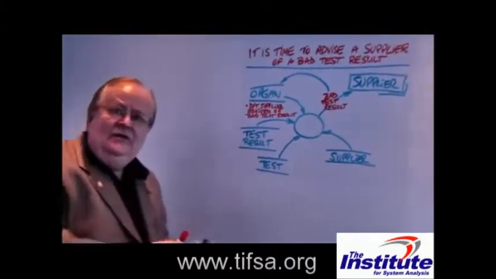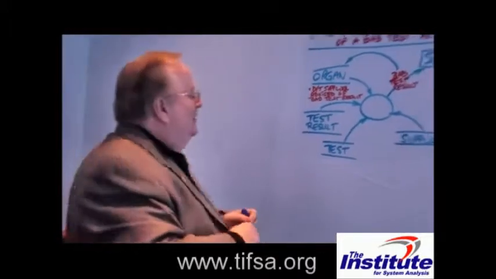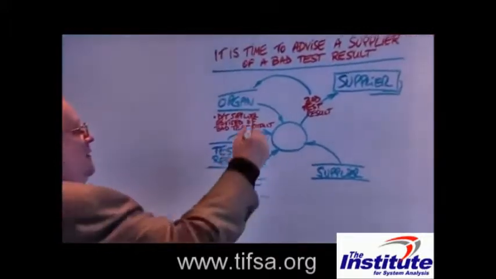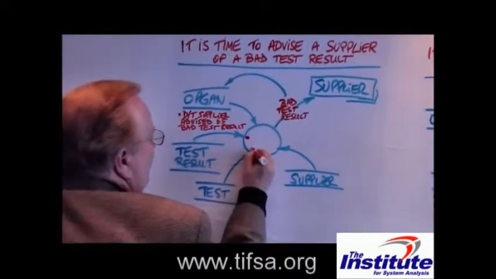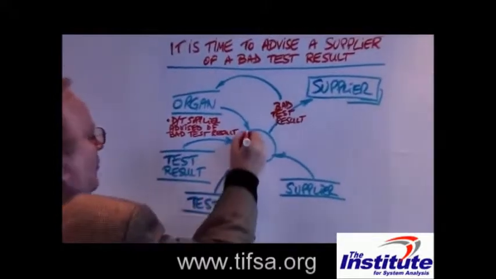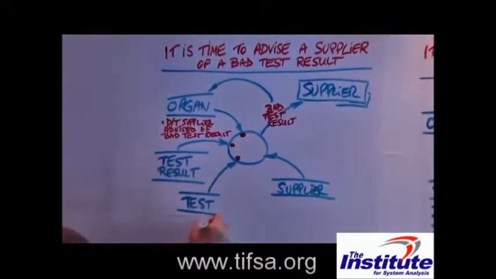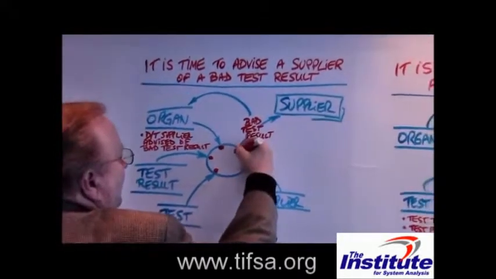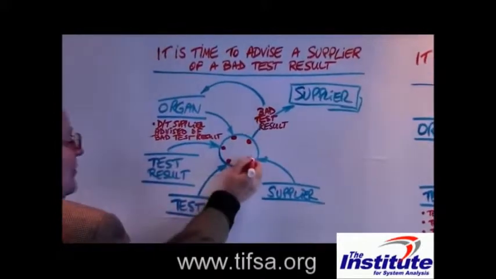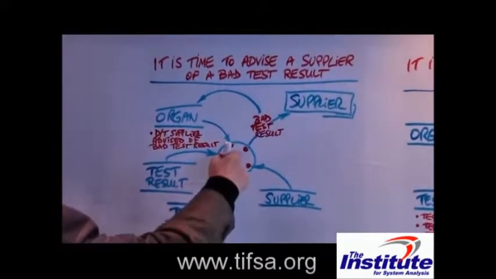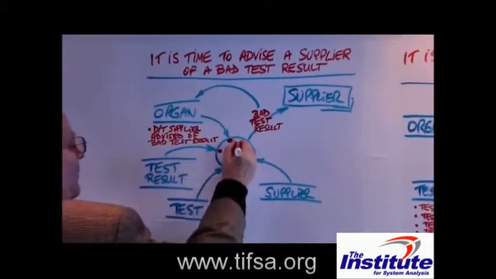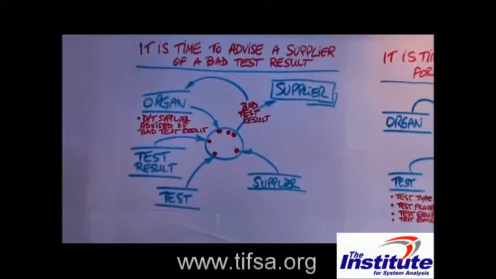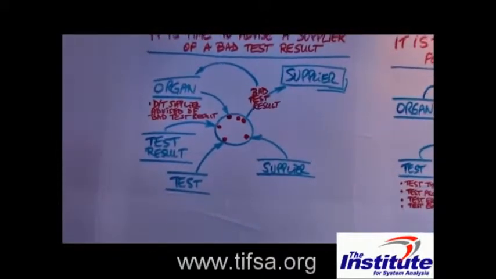So now I have everything I need, and I can write the narrative. Find the test results for the tests that were conducted for a specific organ, and tell the supplier, and we get the supplier information here, tell the supplier of that bad test result, and keep track of the fact that we told the supplier. There's our narrative right there.